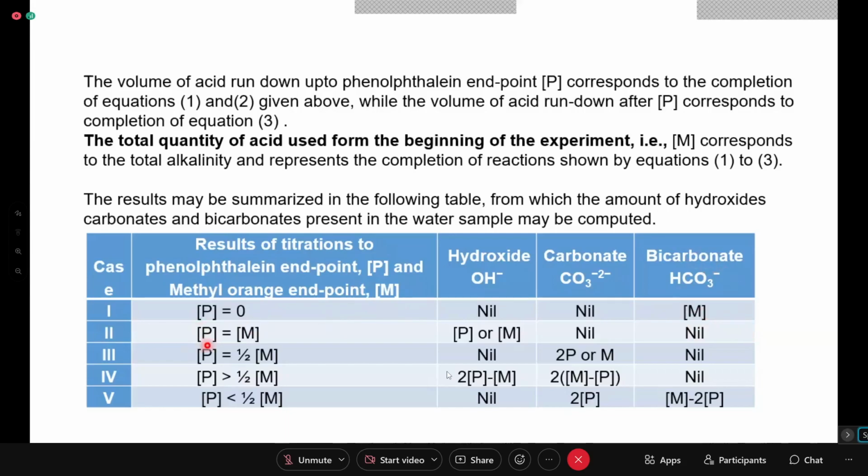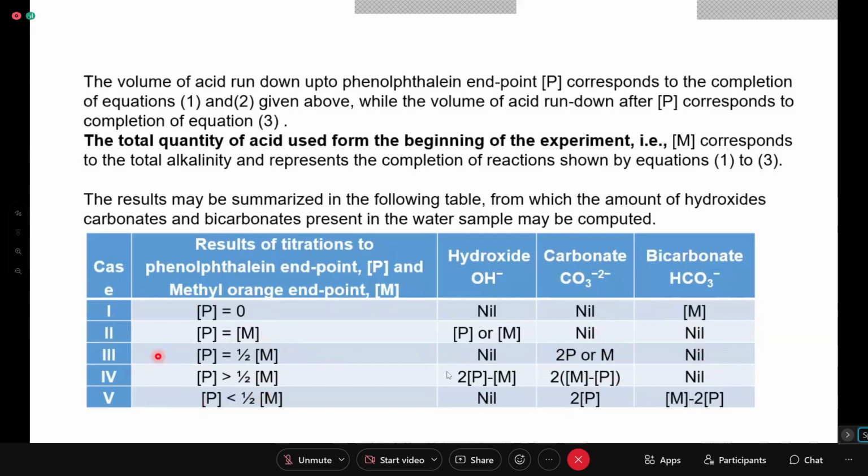Now, if you get P exactly equal to M, that means there is only hydroxide, there is no carbonate and bicarbonate. If P is equal to half M, that means it comprises only sodium carbonate. There is no hydroxide because this is exactly equal to half M, meaning P is carbonate to bicarbonate and M is bicarbonate to H2O plus CO2, so complete neutralization. That indicates 2P will correspond to carbonate alkalinity, or M will correspond to carbonate alkalinity. And hydroxide is not there.